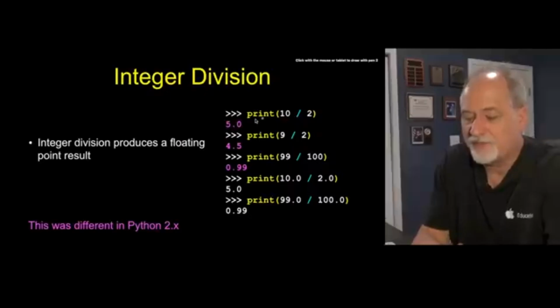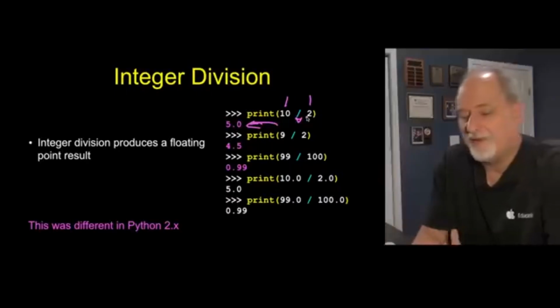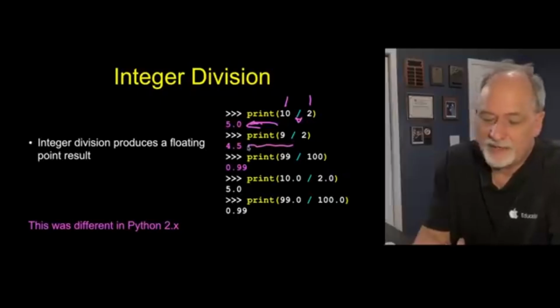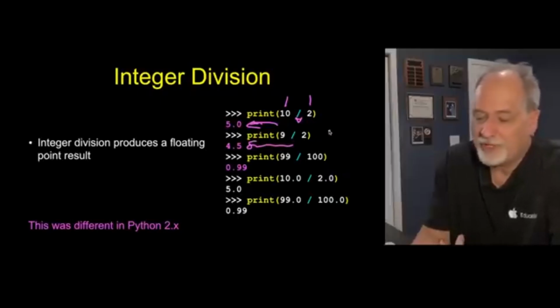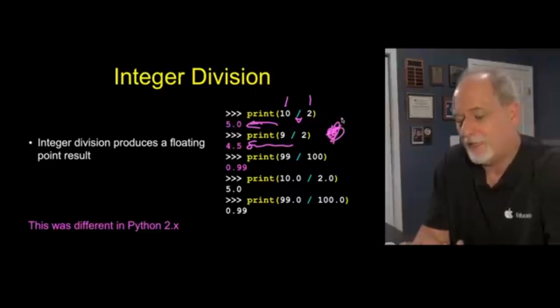10 divided by 2 is 5.0. The weird thing here is these are both integers, but the division forces the result of the calculation to be a floating point number. 10 over 2 could be 5, but 9 over 2 is 4.5, and so that is accurate. In old Python 2, that would give us back 4, which is completely unpredictable and weird.